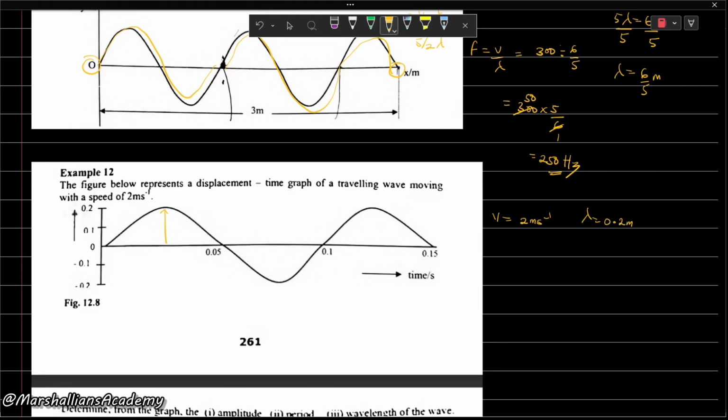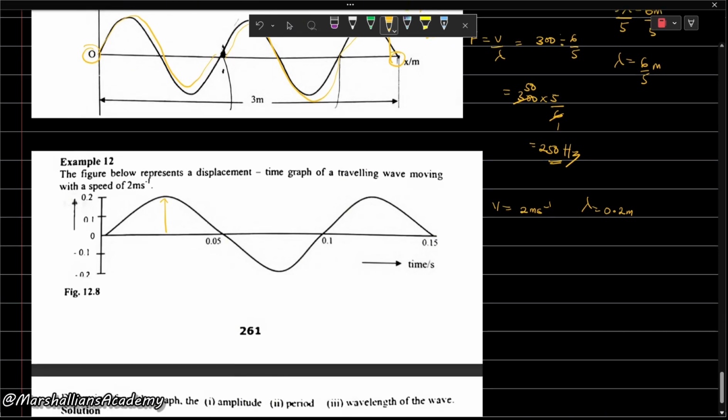What else were we told to find? So they said we should determine the amplitude. Well, we've gotten the amplitude already. That's easy. The amplitude is 0.2 meters. Look at it, the distance from the equilibrium point to either the crest or to the trough, which is still the same thing. 0.2 meters.